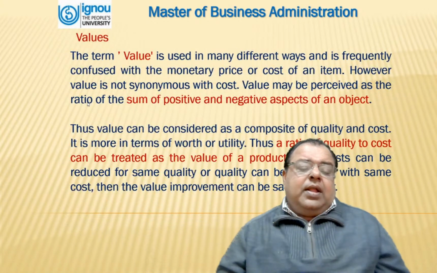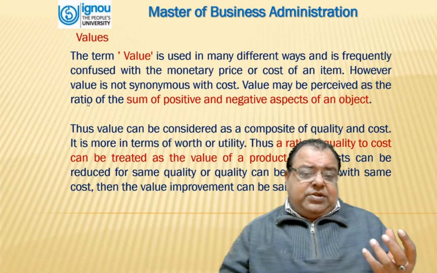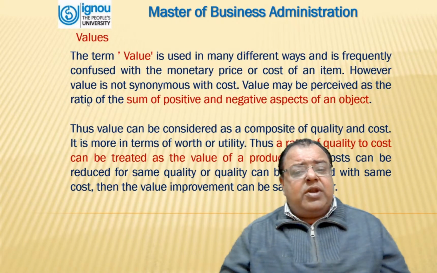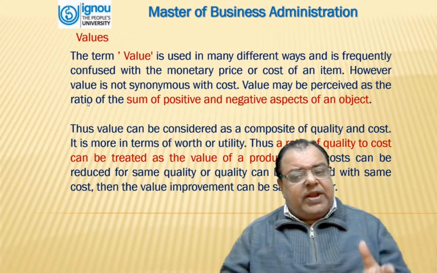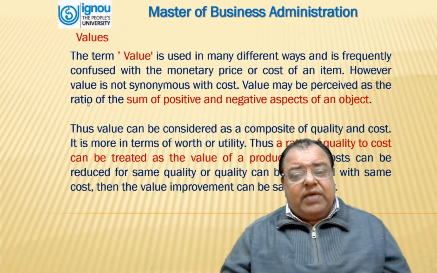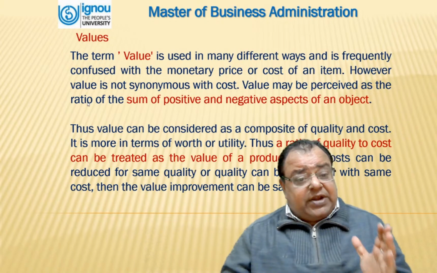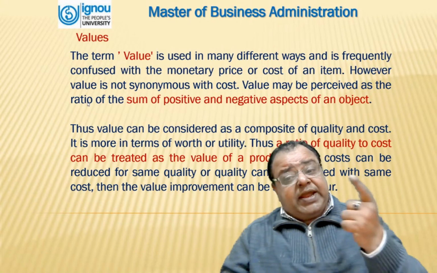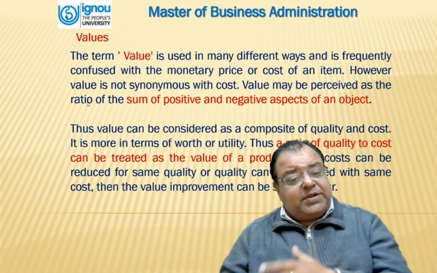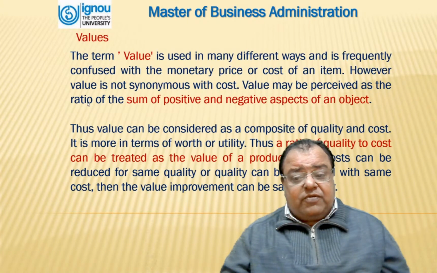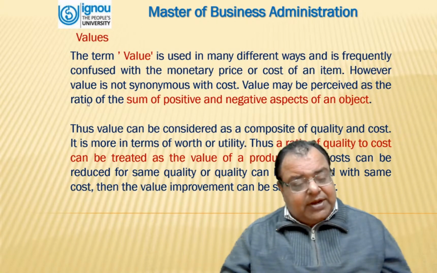Value. The term value is used in many different ways and is frequently confused with the monetary price or cost of an item. However, value is not synonymous with cost. Value may be perceived as the ratio of some of the positive and negative aspects of the object. Thus, value can be considered as a composite of quality and cost. It is more in terms of worth or utility.